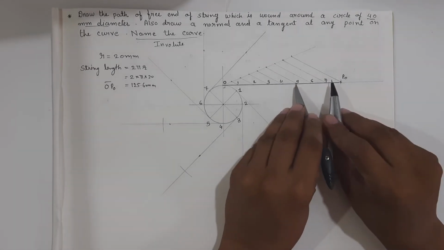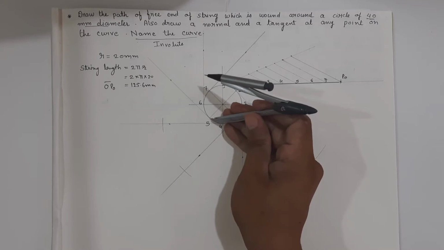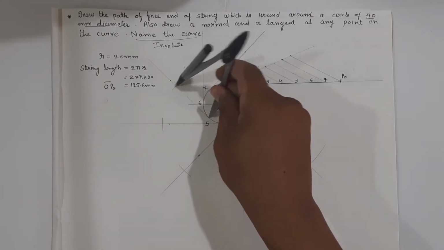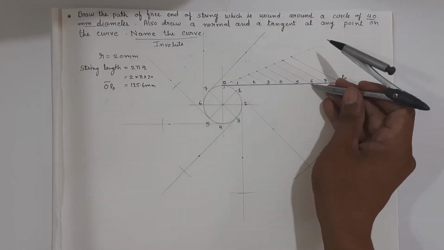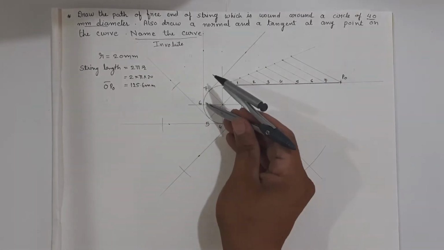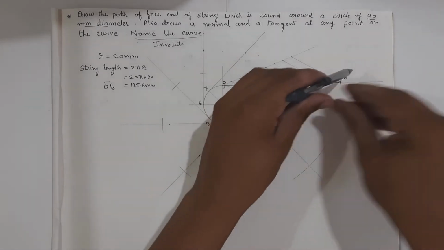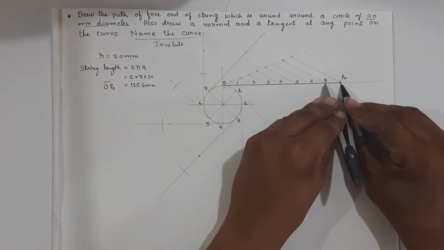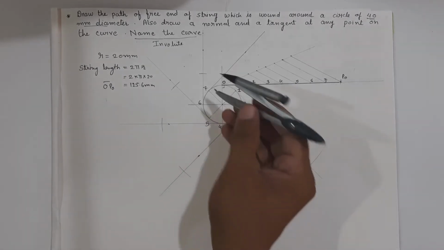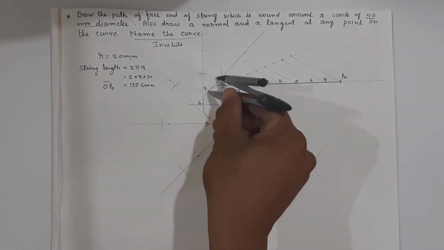Now measure 5 to P0, give an arc on the tangent passing from the fifth point of the circle. Now 6 to P0 on the tangent passing from the sixth point, and 7 to P0 and give an arc on the tangent passing from the seventh point of the circle.